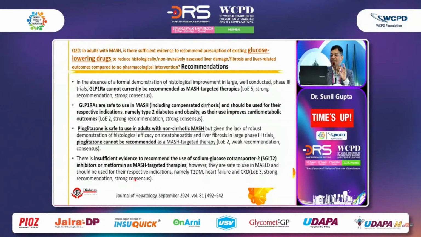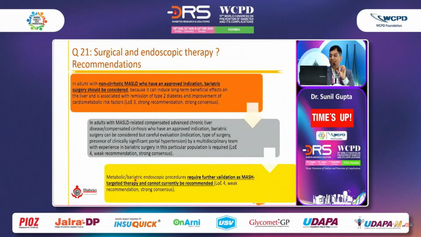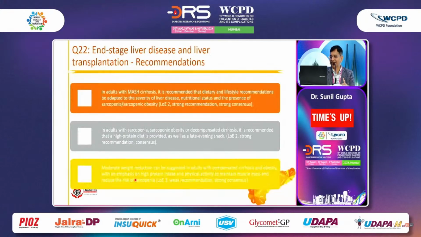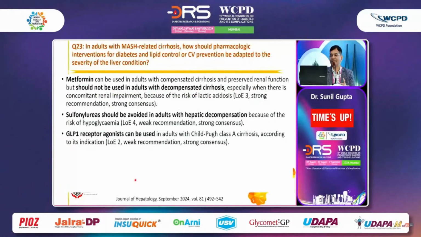There is insufficient evidence even for SGLT2 inhibitors, metformin, or vitamin E when it comes to MASH targeted therapy. Surgical, yes, we can use bariatric surgery, it can help you. In end-stage renal disease, you have to have a little limitation. I feel this is my last but one.